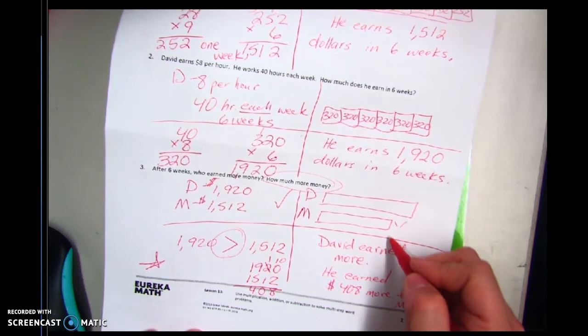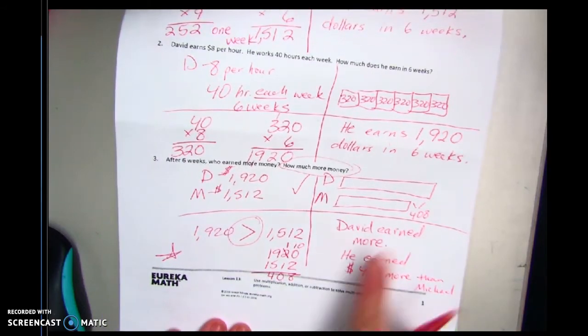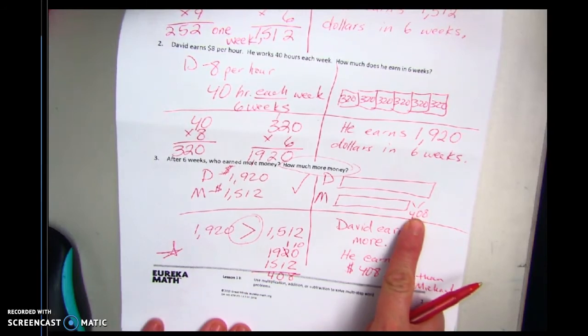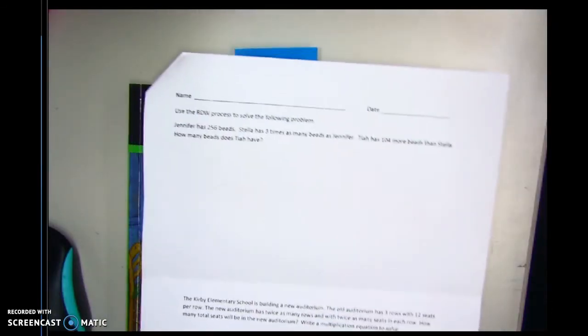So this problem right here is actually 408 is the number that's the difference. Do you have to have that labeled? No. Get it? Okay, I'm going to move on really quickly. I'll go back to your questions in just 1 second.